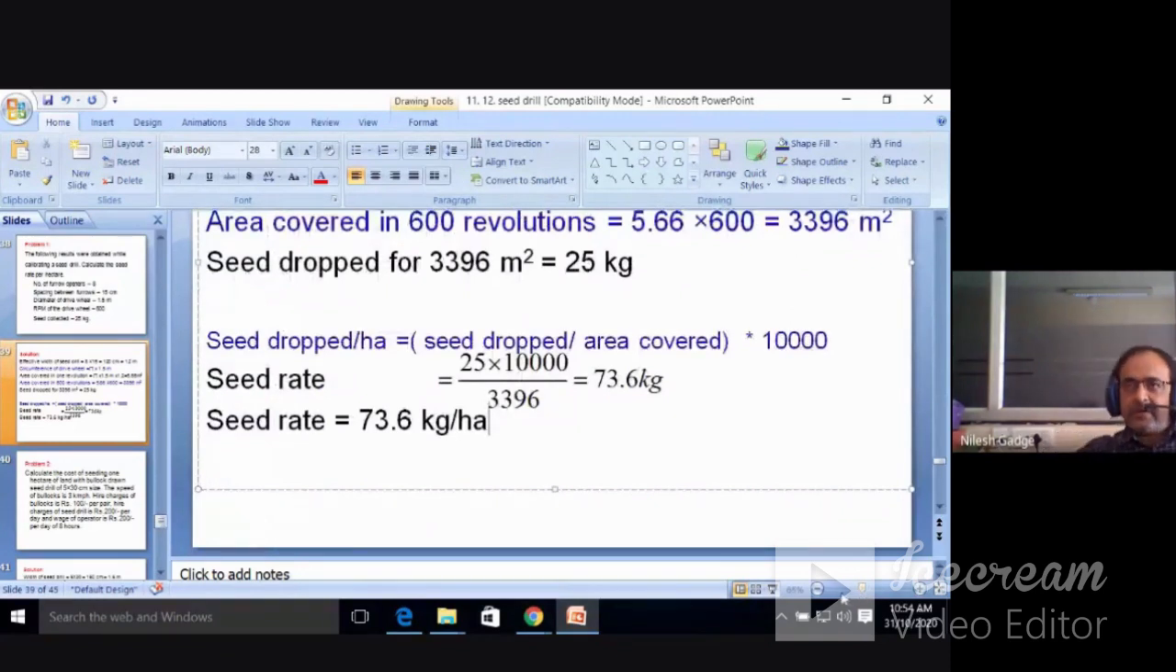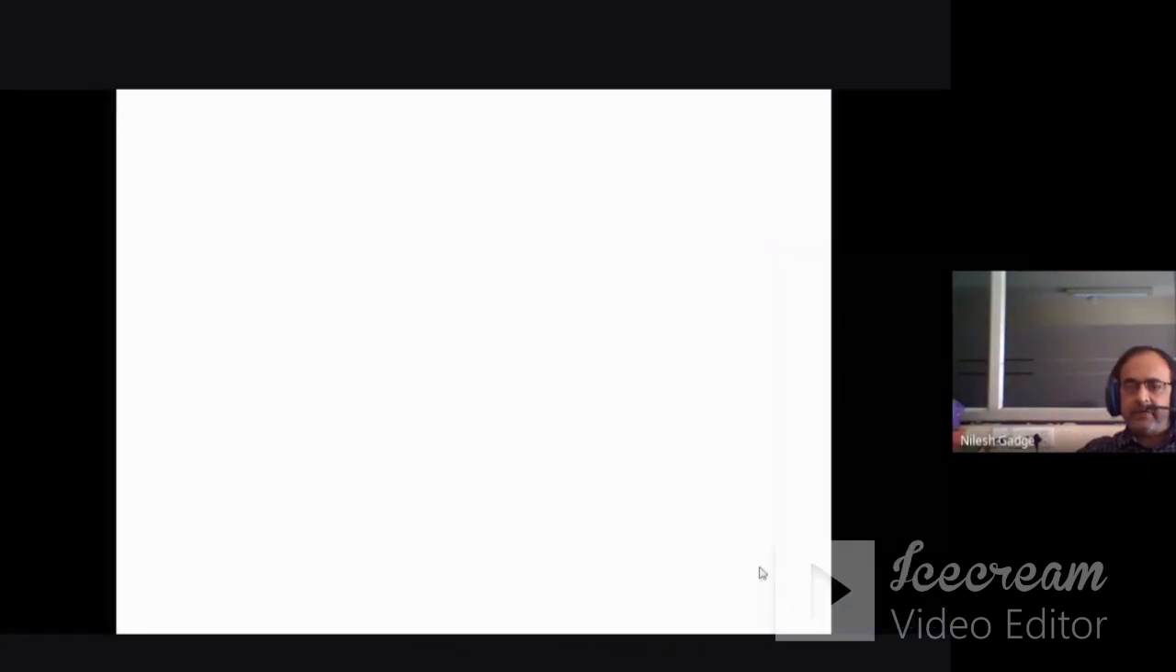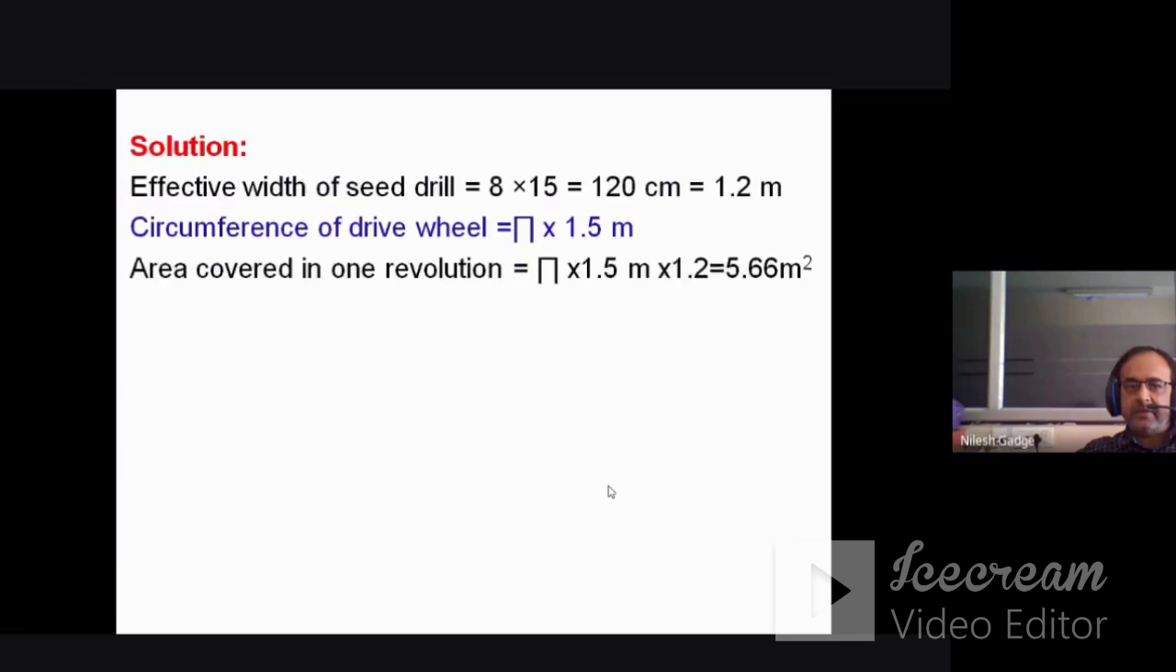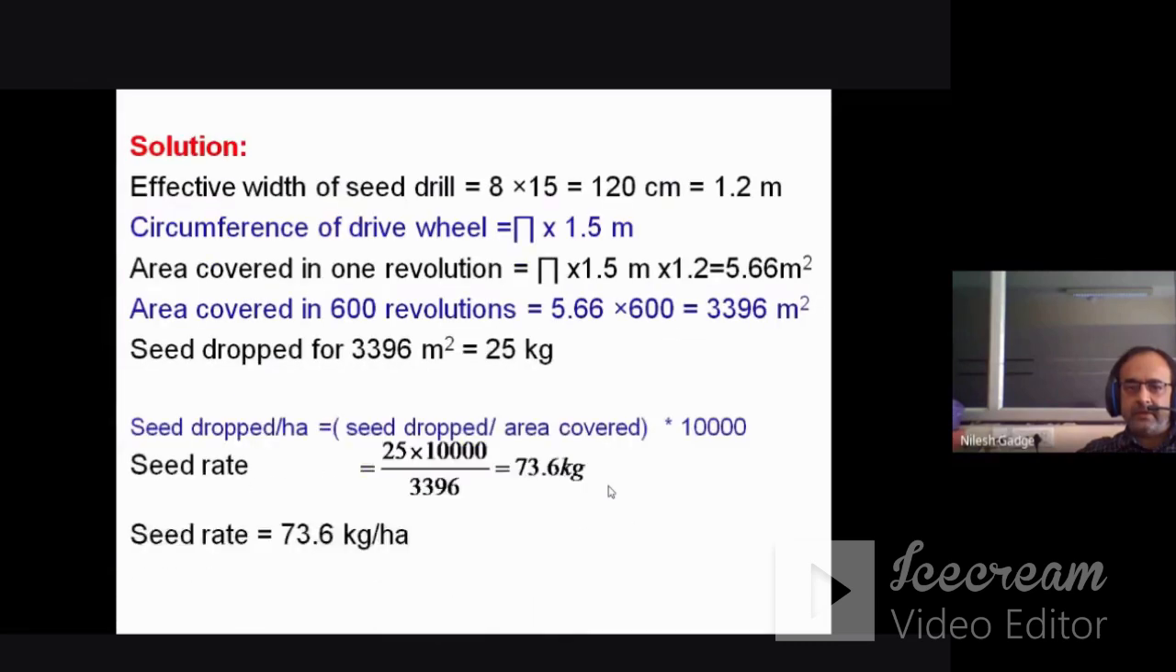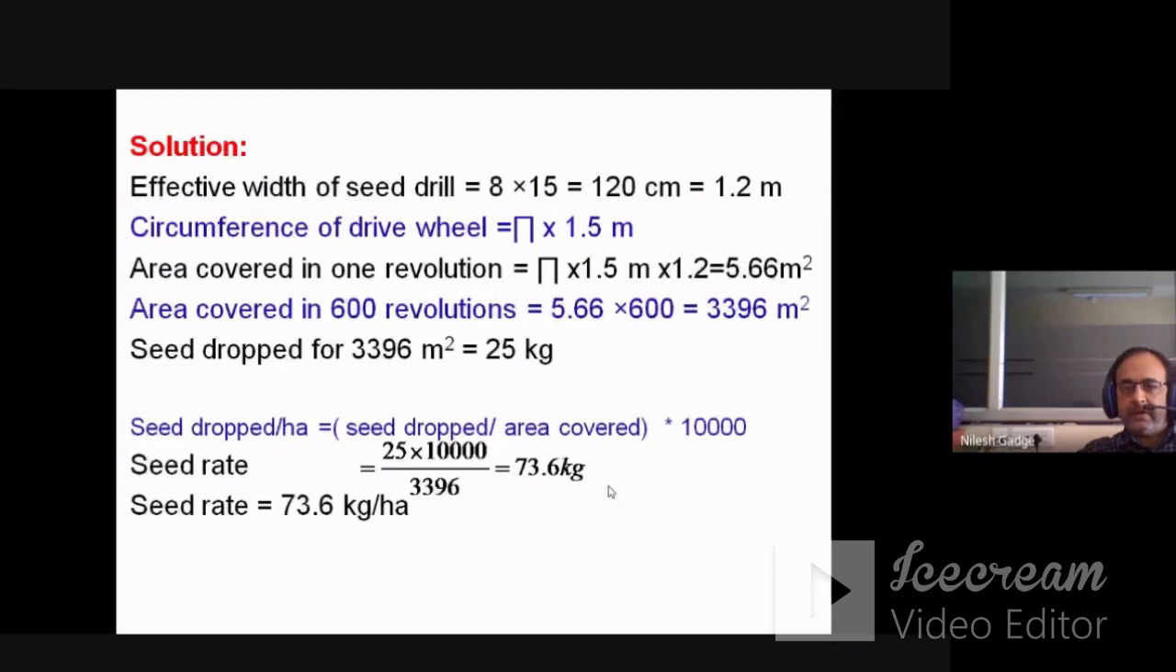Okay, so write down the solution, and if you have finished the solution, you can leave the meeting. No problem. So this is the procedure of calculating the seed rate. There are many problems. We will take those problems in next lectures on seed drill and all that.